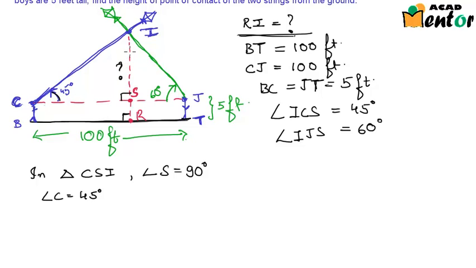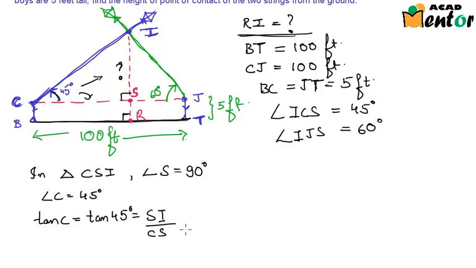If we know the measure of SI, we will be able to find out the measure of RI because we know SR would be equal to the height of the boy, that is 5 feet. So in this triangle CSI, if we take tan of angle C, that is tan of 45 degrees, that would be equal to perpendicular or the opposite side, that is SI, over the adjacent side, that is CS.